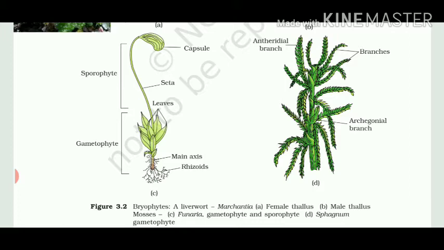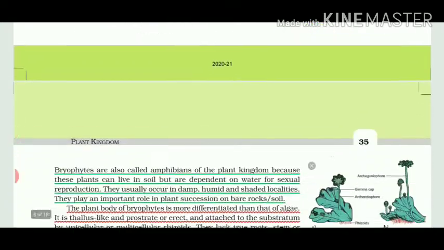The fourth diagram is of Sphagnum, in which you can see that a little more complicated structure has started coming as compared to algae. They have archegonial branches, and the branches are now profuse. Profuse means they are divided into different parts. They have antheridial branches, which are going upwards, and they have many leaflet-like structures. So the branches are very profuse in Sphagnum.